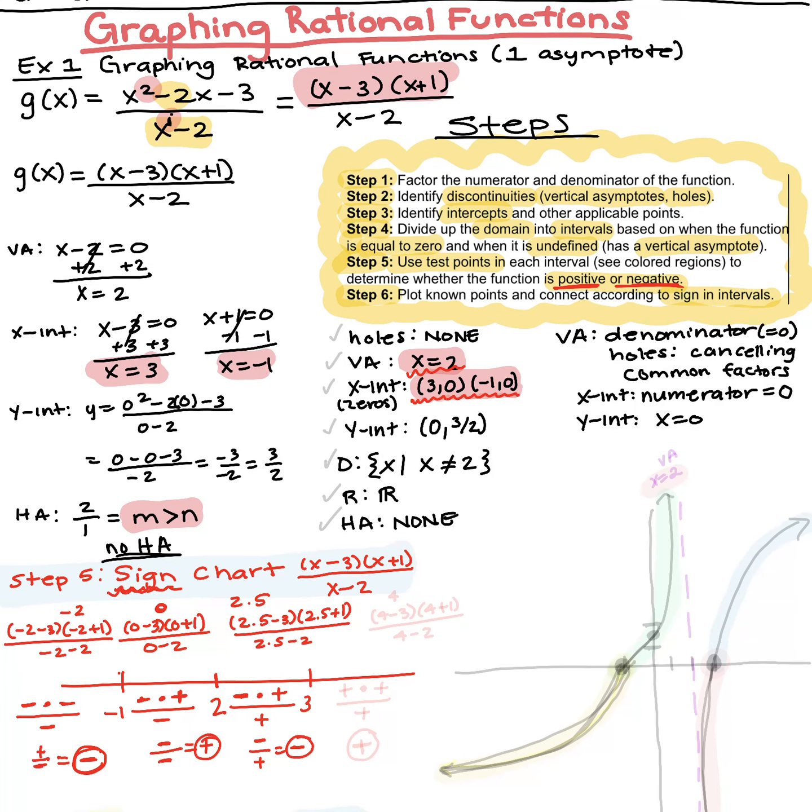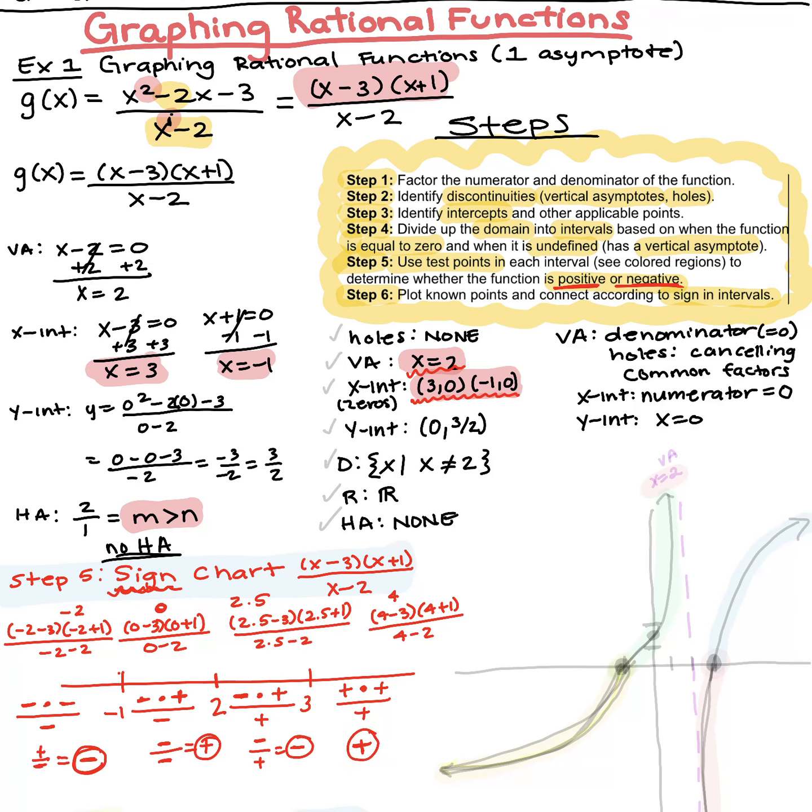Okay, and last but not least, I need something that's greater than 3. We can pick, let's say, 4. So I'm going to get 4 minus 3, 4 plus 1, and then 4 minus 2. So what's 4 minus 3? That's a positive. 4 plus 1, that's another positive. And then 4 minus 2 is a positive. So positive times a positive divided by a positive is just going to be a positive.